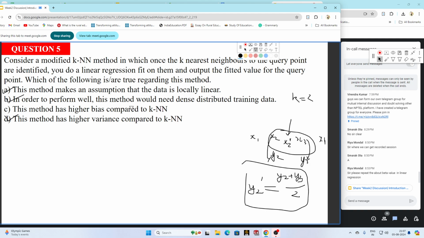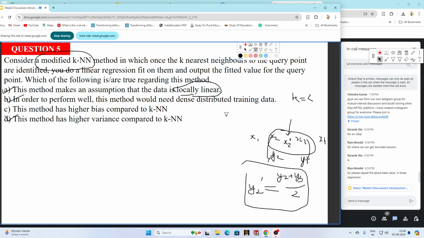So that is KNN. But in this question what has been asked is a modified KNN, not KNN but a modified KNN. How have they made the modified KNN? Once they found the nearest neighbors, they have fitted a linear regression model, and then they are asking which of the following is true regarding this method. So first thing, this method makes an assumption that data is locally linear. Now if the data is not linear, you cannot fit a linear regression model. So option A is correct. Second, in order to perform well, this method would need densely distributed training data.